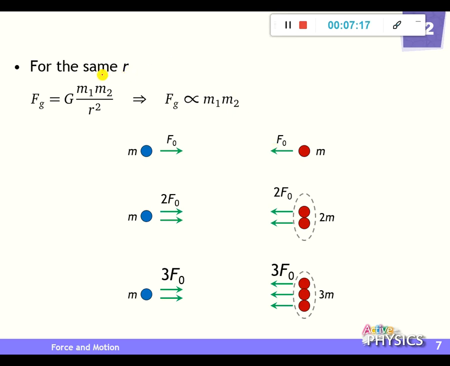How about this? If we keep the same separation r, but we change the mass of them. Here, we think that one of them keeps the same. For example, this one keeps m, but the other one gets greater and greater in mass. Then what will happen? The force between them will be greater, proportional to the mass.